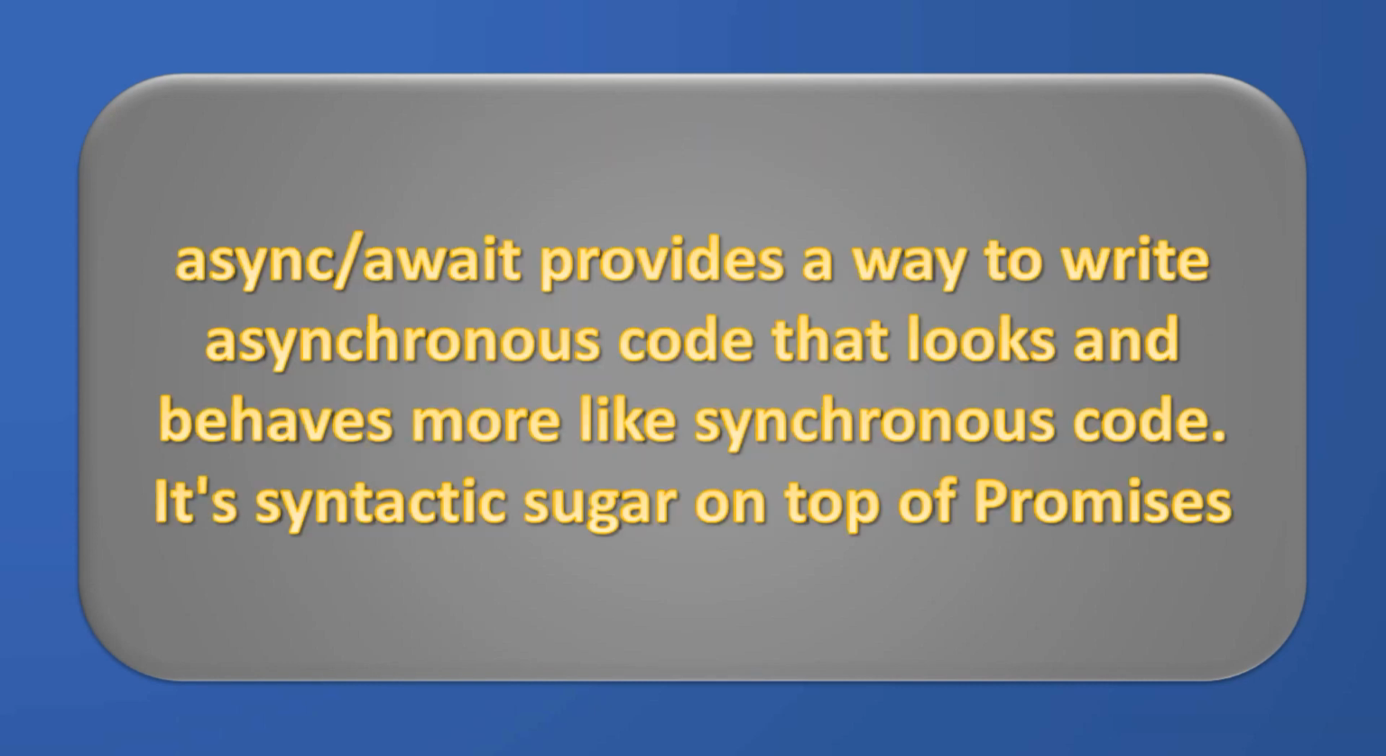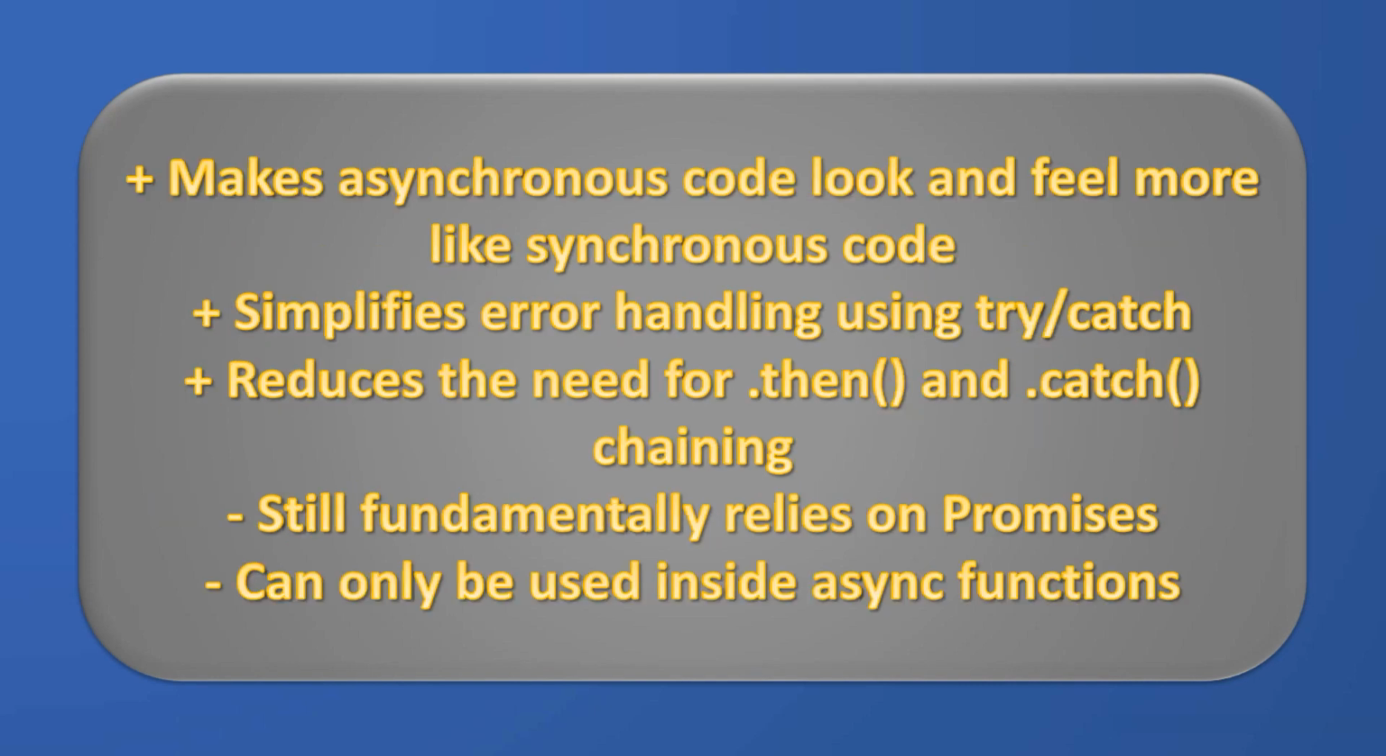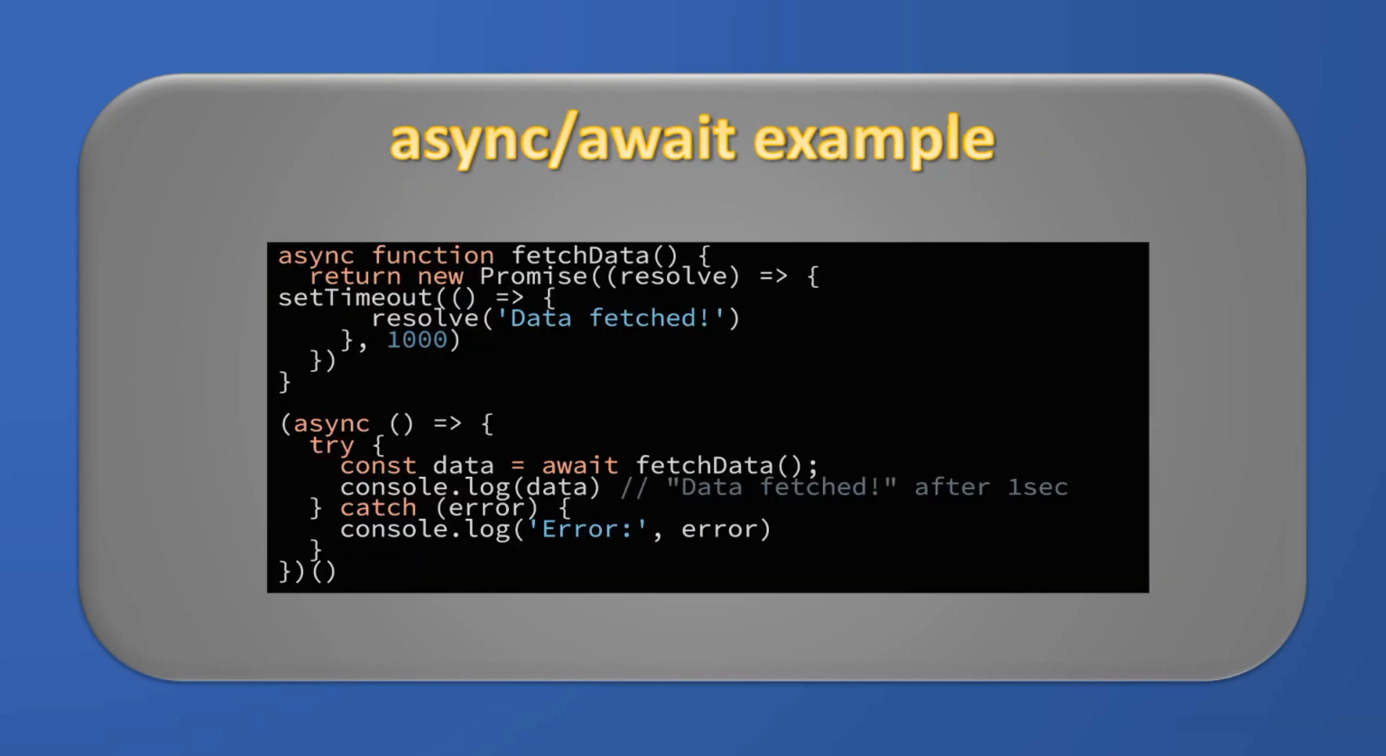Async await provides a way to write asynchronous code that looks and behaves more like synchronous code. It's syntactic sugar on top of promises. It simplifies error handling using the try catch statement. Reduces the need for then and catch chaining. Also, it still fundamentally relies on promises. Can only be used inside async functions. Async await example below.